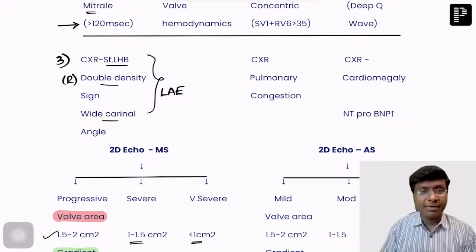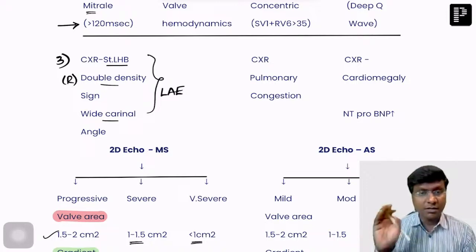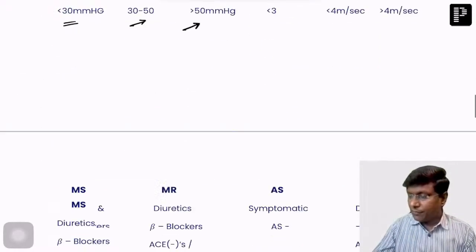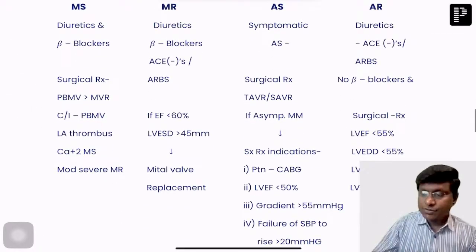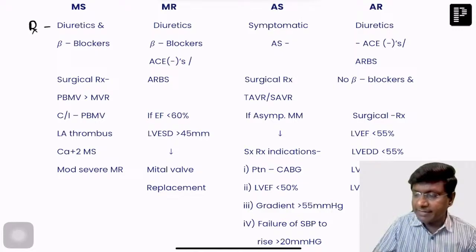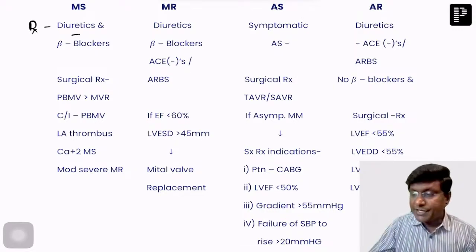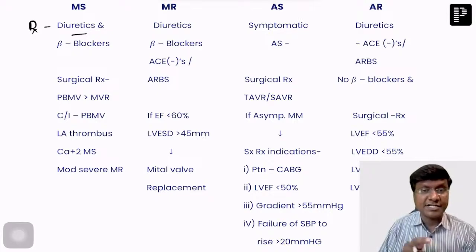Okay. So this is about the workup. First line will be 2D echo, ECG, and then the chest X-ray. Done. Then followed by that, the treatment. The treatment in case of mitral stenosis is that you need to give diuretics plus beta blockers. Why are you giving diuretics in these patients? That is mainly to reduce the pulmonary edema component, right?